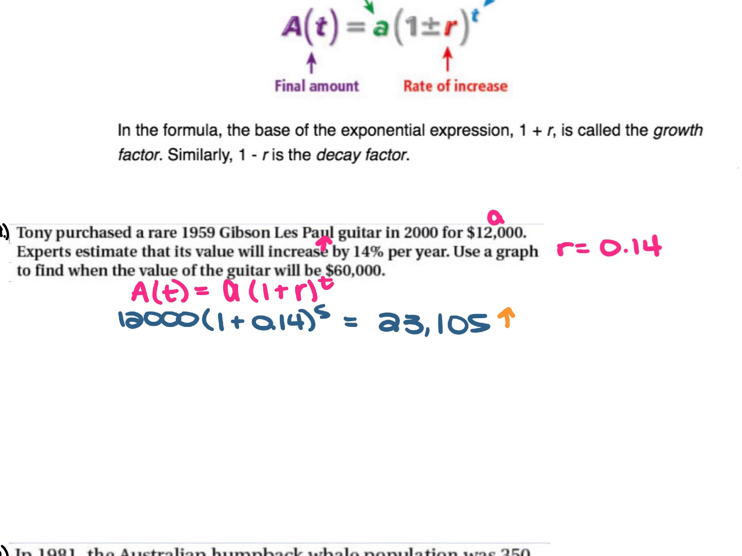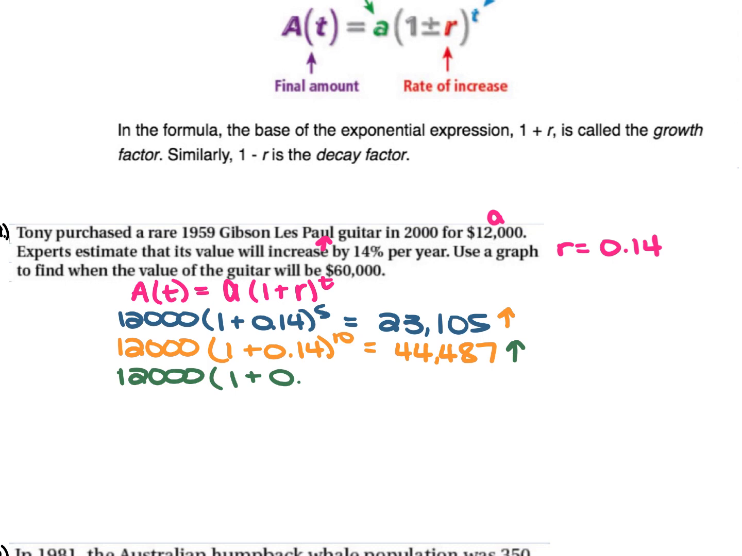So I would jump to 10. So that's going to give us 12,000 times 1 plus 0.14 to the power of 10. So 12,000 times 1.14 to the power of 10 gives us 44,487. So that's a little bit closer to the 60,000. So I'm going to go up from here, but I'm going to try 12. So 12,000 times 1 plus 0.14 to the power of 12.